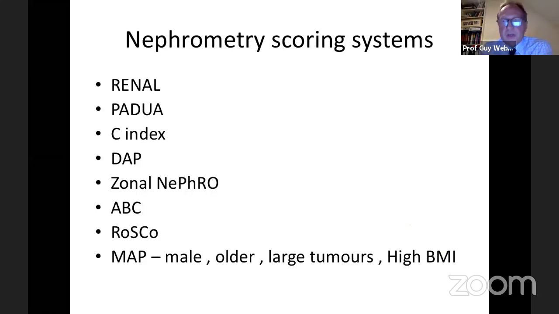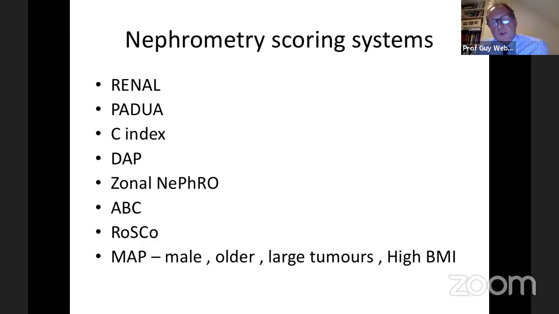So to help us with that, we developed nephrometry scoring systems, and there's quite a few of them. The most common ones are the 3 at the top, the renal nephrometry scoring system, the Padua, and the C-index. In the UK, we changed from renal to Padua, and the others, some of them are just for academic interest.